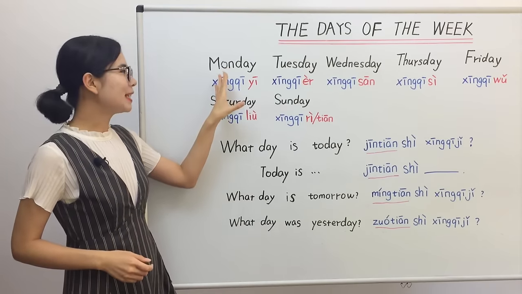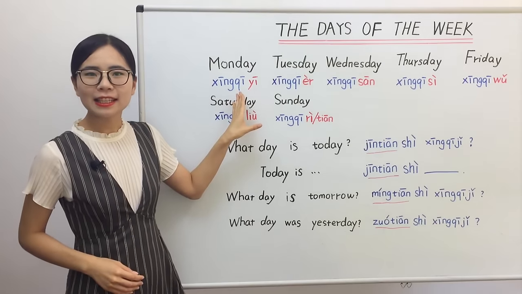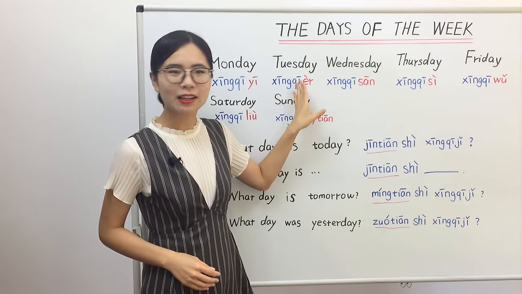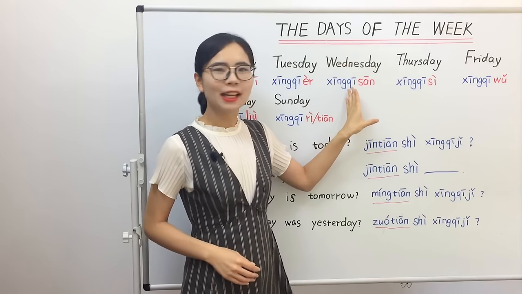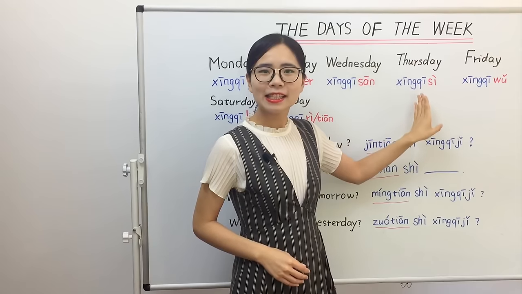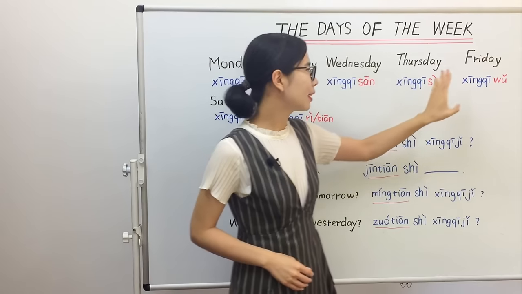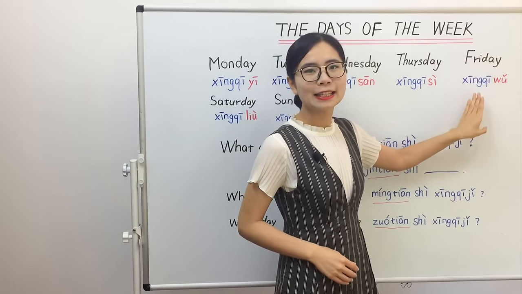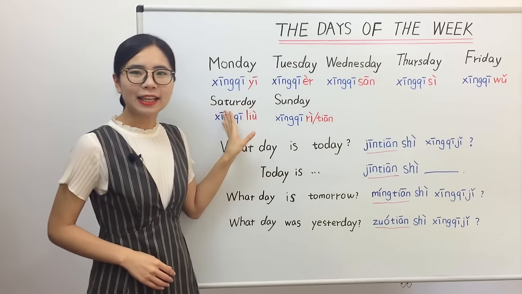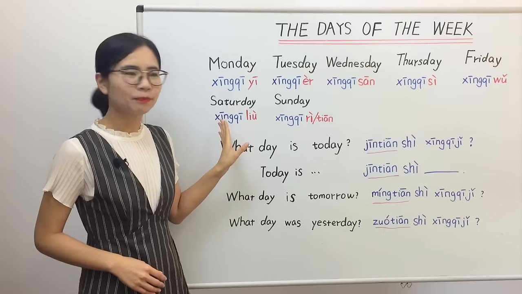So, Monday is 星期一, Tuesday 星期二, Wednesday 星期三, Thursday 星期四, Friday 星期五, and Saturday 星期六.